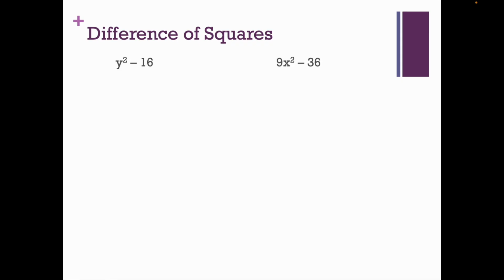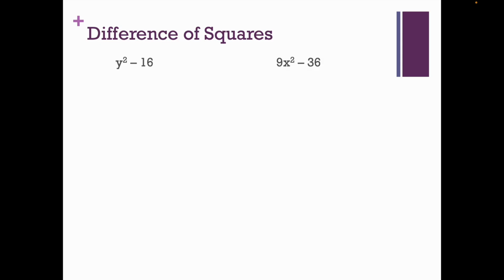Now let's talk about difference of squares. First, you need to understand what exactly a difference of squares is, and the key word here is the word difference. So we're looking for a minus sign or a subtraction sign, and what you are subtracting is two terms that can be perfectly square rooted without any decimals or any leftovers, basically.